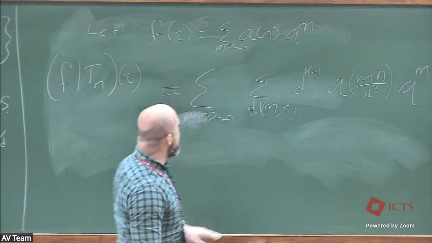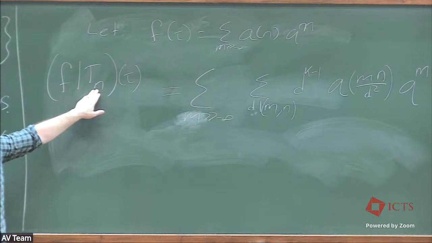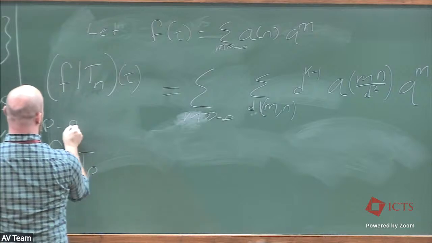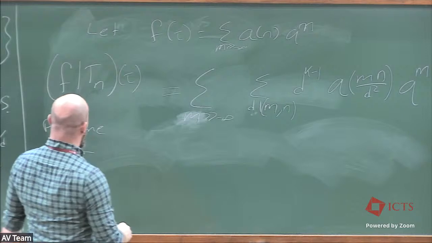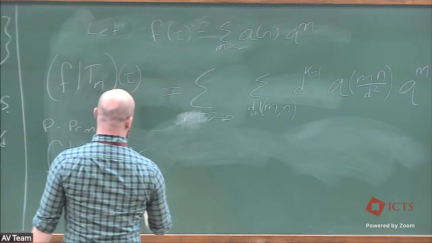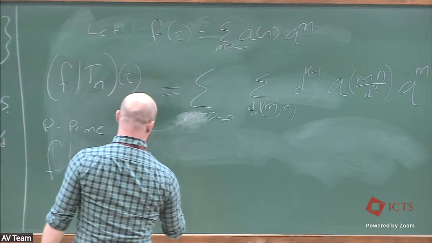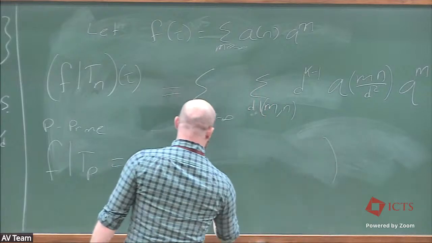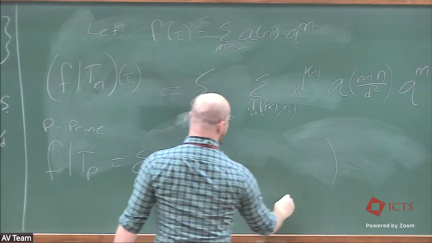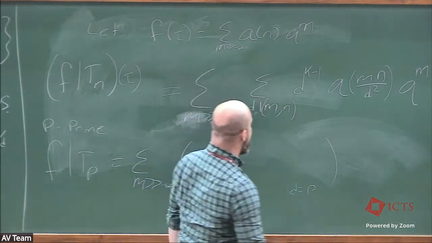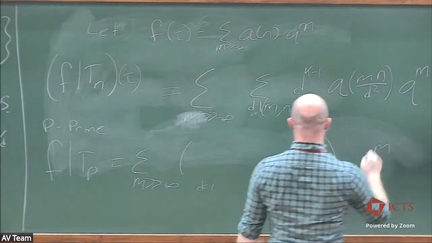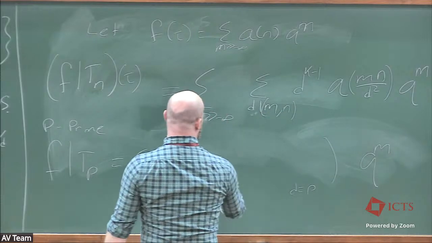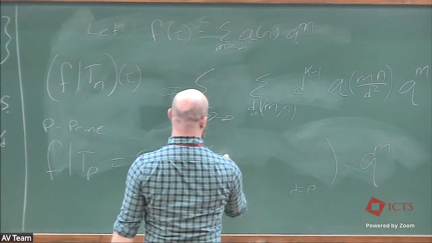This looks a little bit simpler if I restrict to a prime. So if I restrict to T_p, let's say p prime, then in that case, what we end up getting here is again m greater than minus infinity. I'm just going to have two terms, and I'll index them like this. So I'll have my d equals 1 term and my d equals p term here, times q to the m. When d equals 1, I'm just going to have here a of p times m.